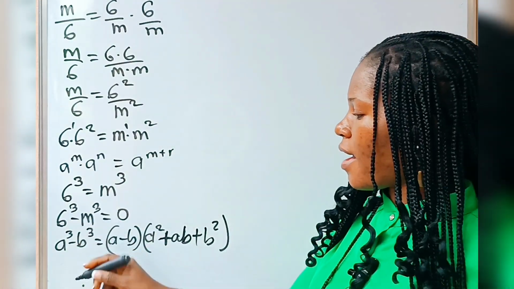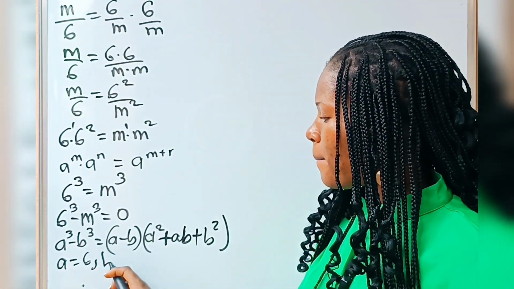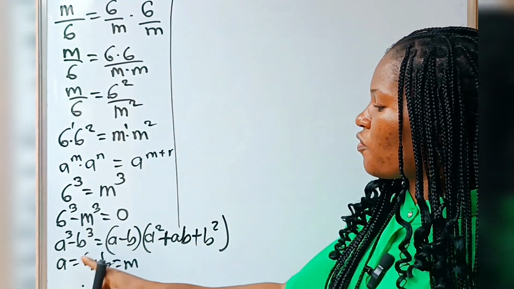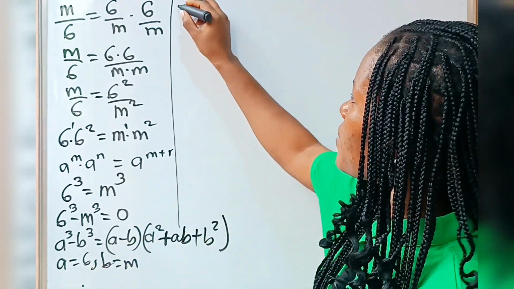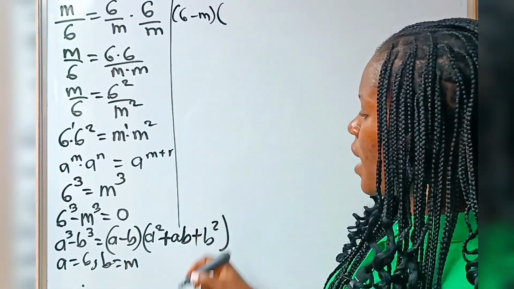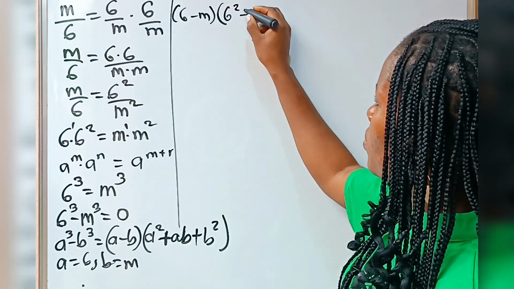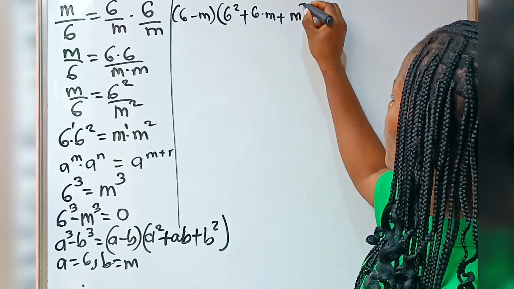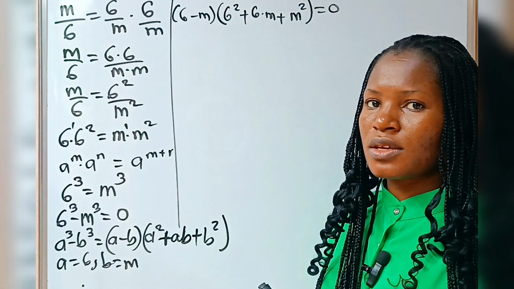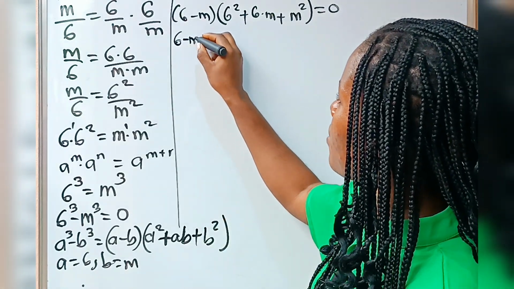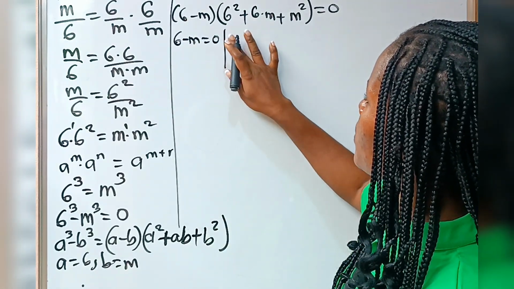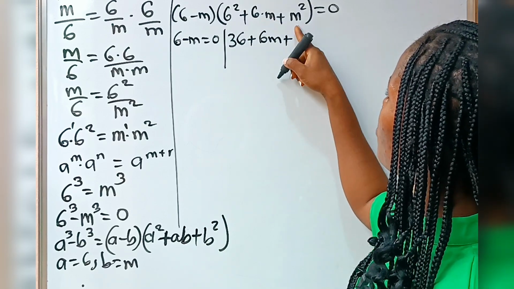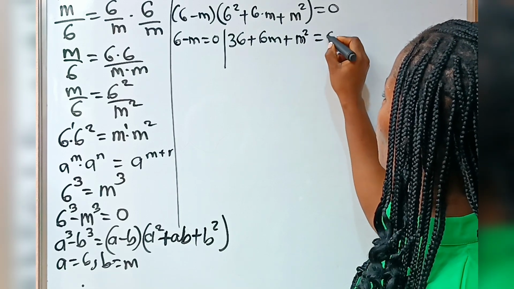All right, now from our identity, a is equal to 6, while b is equal to m. So we are going to expand this in this form. We have a minus b, that is 6 minus m, multiplied by a squared, which is 6 squared, plus ab, which is 6 multiplied by m, plus b squared, which is m squared, and this is equal to 0. So from here we have 6 minus m is equal to 0, and 6 squared, which is 36, plus 6 multiplied by m, which is 6m, plus m squared, is equal to 0.